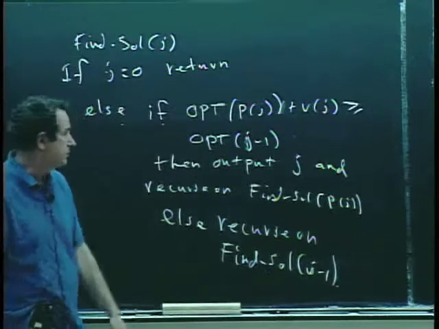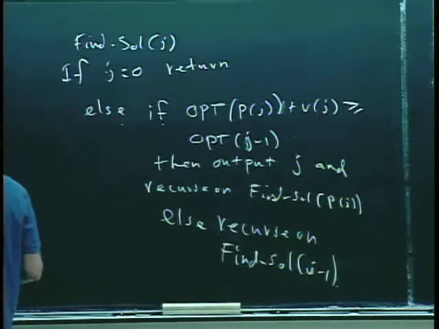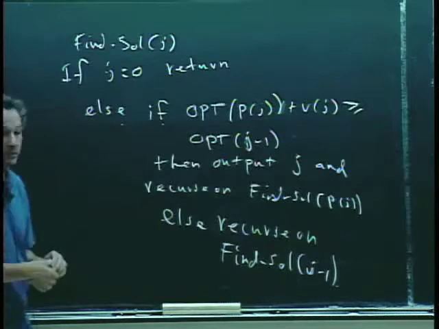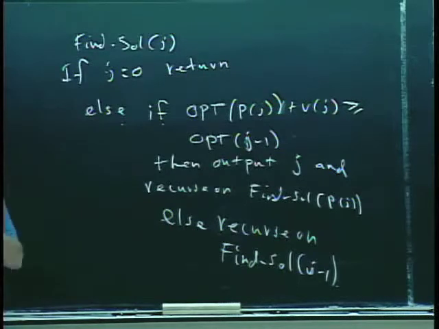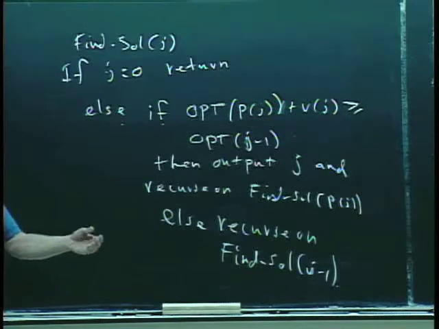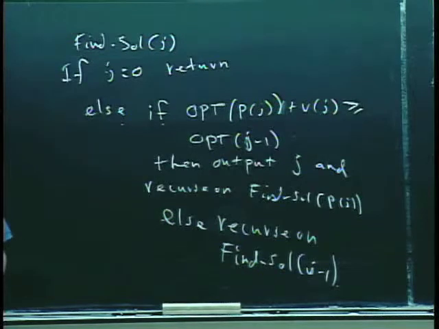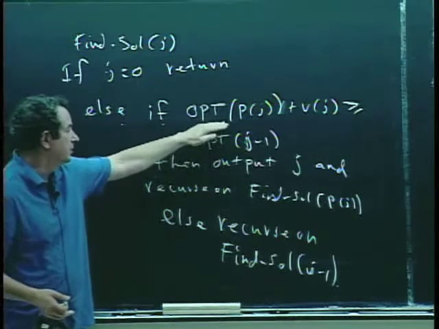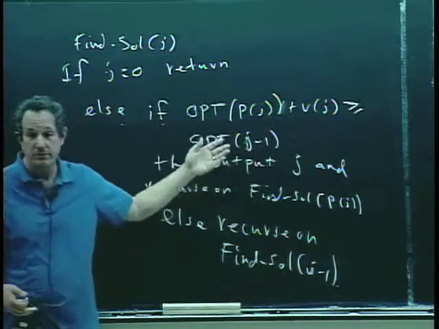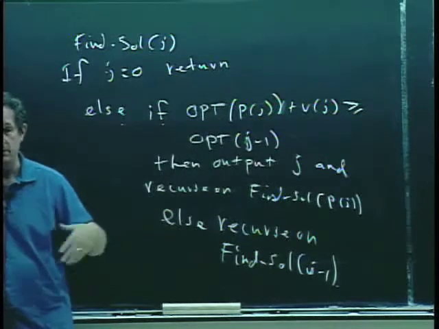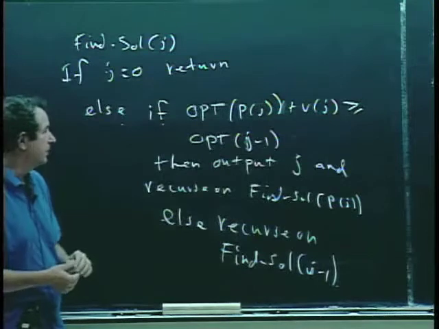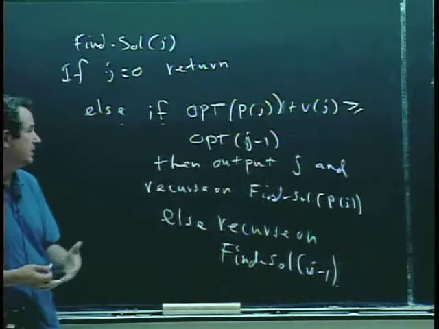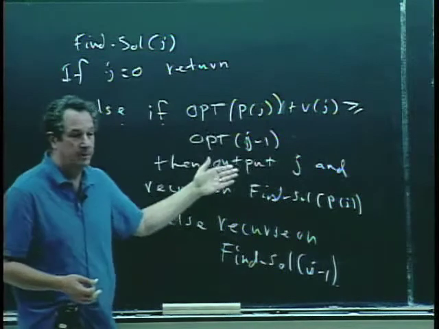I mean, it's just using the logic of the recurrences backwards now. We use it forwards to get the value, and we use it backwards to get the actual selection. Now, when we're doing this computation, we already know what these values are, because those have been computed during the forward computation, and they're in a table. They're in a table called opt, so you can just look these up.